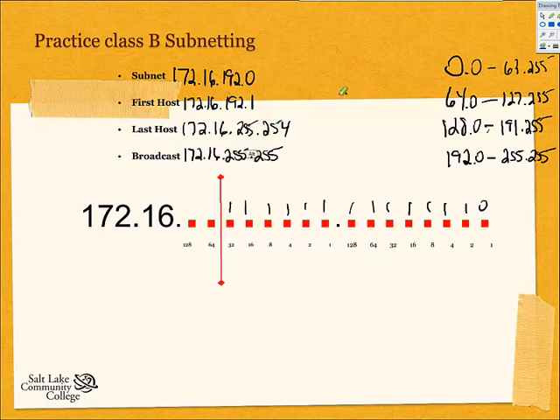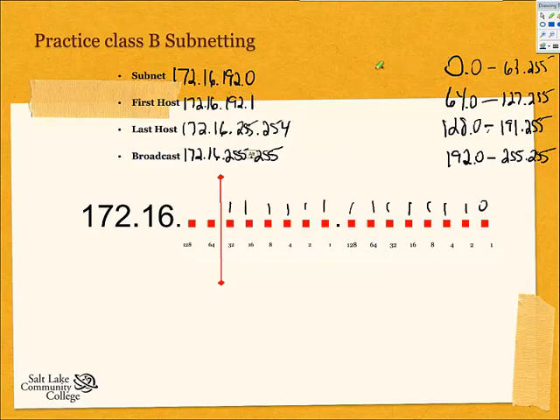172.16.255.254 is the correct last host on the 172.16.192.0 network. That and this little formula here, making sure that you're asking yourself these 4 questions and preferably answering the first and the last, right? So if you can do that, that's ideal.